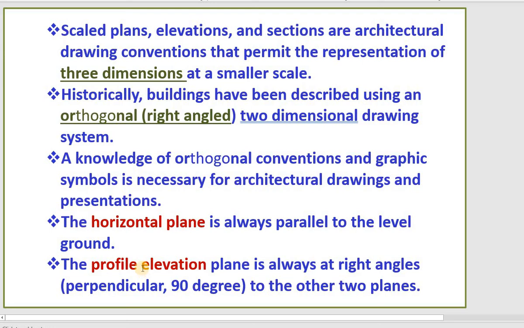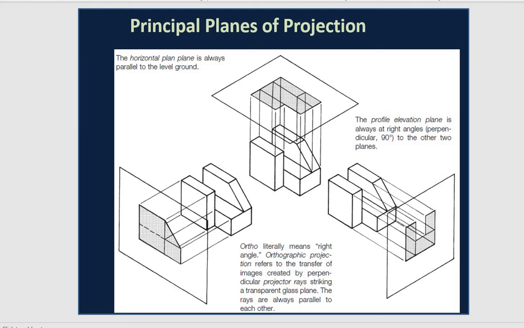The second one is called the profile elevation plane. It is always at right angles, that means 90 degrees to other planes. So if in one project you have many planes, and one is 90 degrees with the other one, you call that profile elevation. This is one example. You see, this is one project. If you look from the top, you can see it looks like this. When you look at this, you cover the plan, and you call that the horizontal plane.